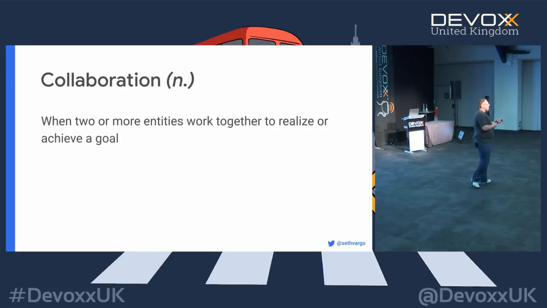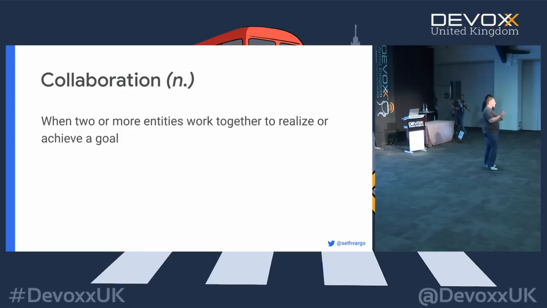You can collaborate with other things that are not humans, right? You can collaborate with a chatbot. You can collaborate through technology that doesn't necessarily involve a human. You can collaborate with your dog or your cat or your fish. And the key is that it involves two or more entities who are coming together to realize a common goal.